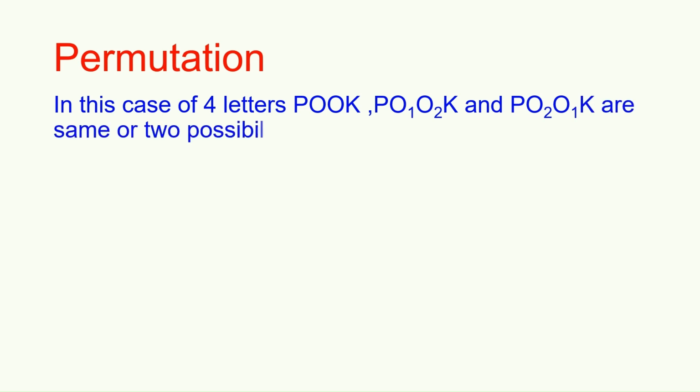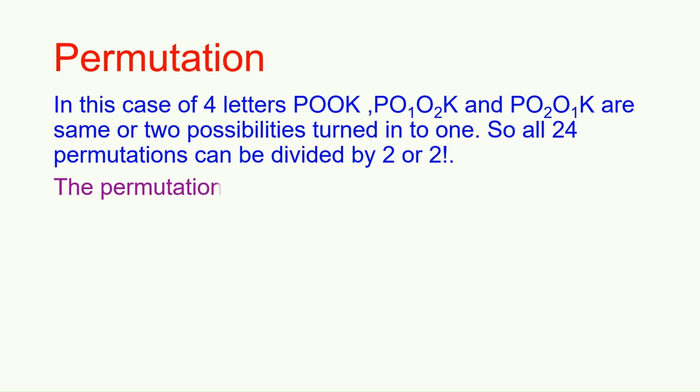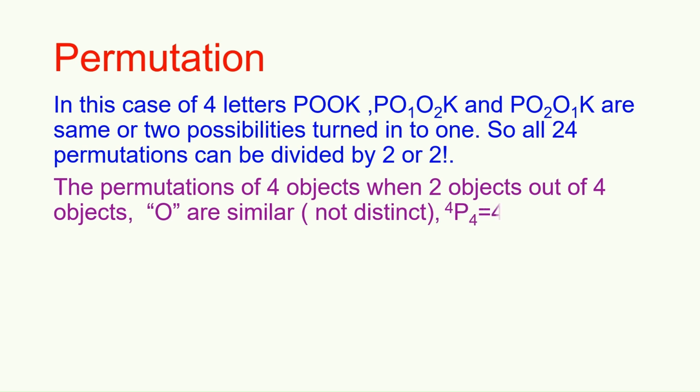In this case of 4 letters, P O O K, P O1 O2 K, and P O2 O1 K are the same, so 2 possibilities turn into 1. So all 24 permutations can be divided by 2, or factorial 2. The permutations of 4 objects when 2 objects out of 4 objects are similar, not distinct, is 4P4 equals factorial 4 divided by factorial 2, which is equal to 12.